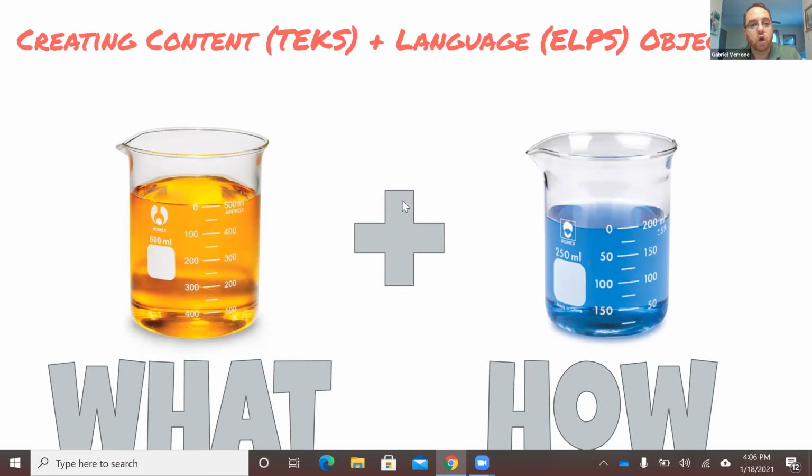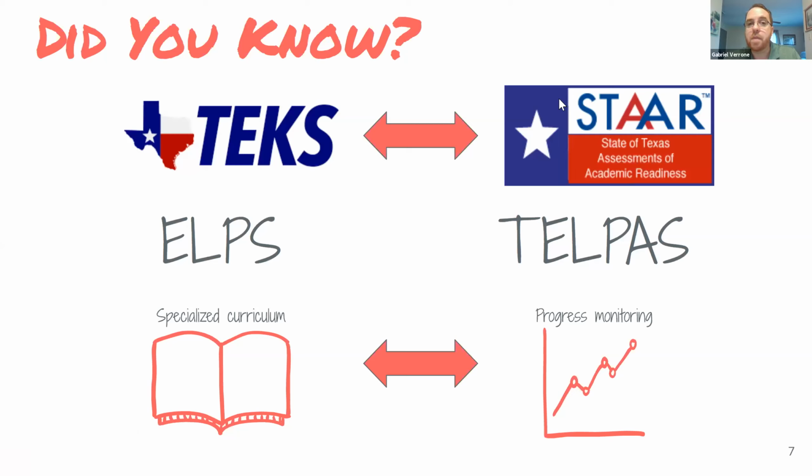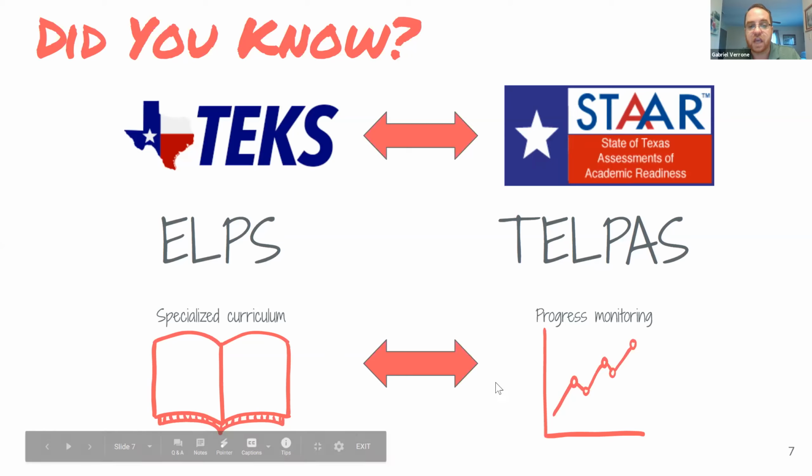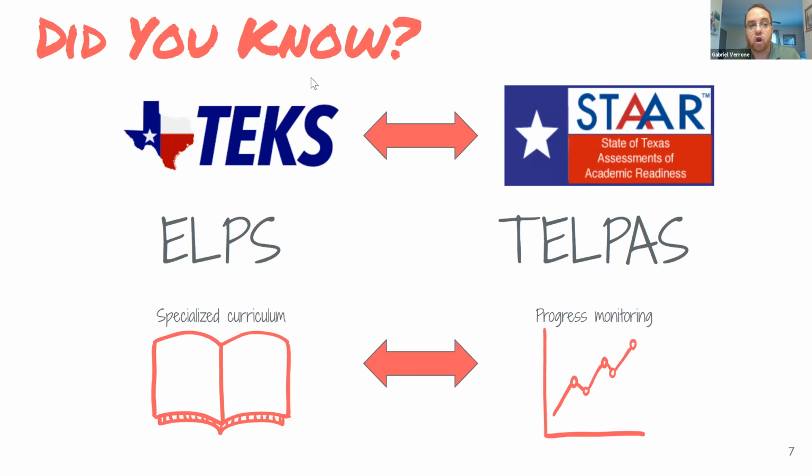All right. Now, as I mentioned last time we were together, right, the TEKS are to the STAAR as the ELPS are to the TELPAS, right? Our academic standards, as elucidated in the Texas Essential Knowledge and Skills, are tested at the end of the year on the STAAR test, and the English Language Proficiency Standards are tested and measured through the TELPAS test, okay?